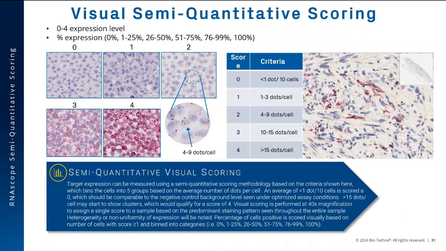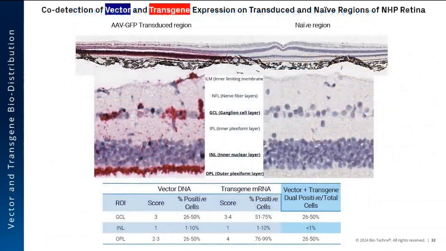Now here's an example of semiquant scoring. What I'm showing is sustained non-human primate retinal tissues to assess the biodistribution of the vector, shown here as a blue signal, and a transgene, which is shown as a red signal, across different retinal layers. As you can see, we were able to show the differential pattern of expression across the layers. Importantly, I'm also showing an example of our capability to score these signals.